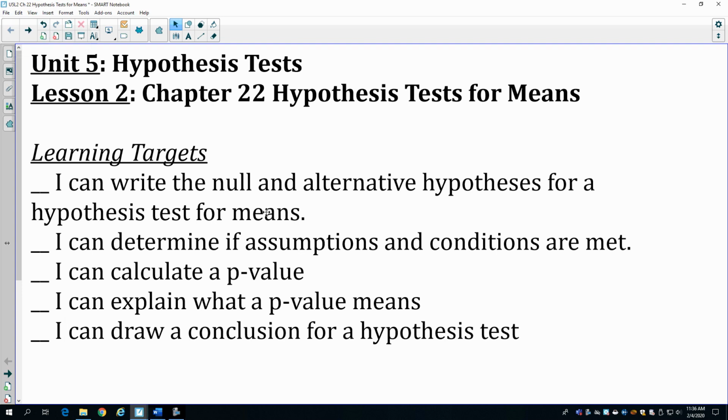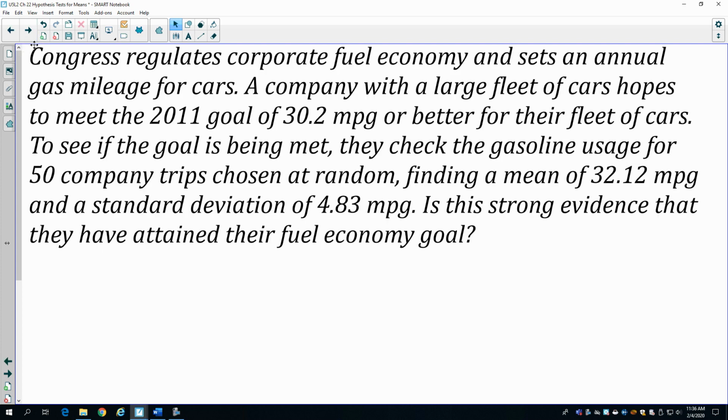Today we're going to talk more about doing hypothesis tests, but this time we're going to talk about hypothesis tests for means. So take a second and read this. This is from chapter 22, and we'll use this problem to talk about running a hypothesis test for a mean.